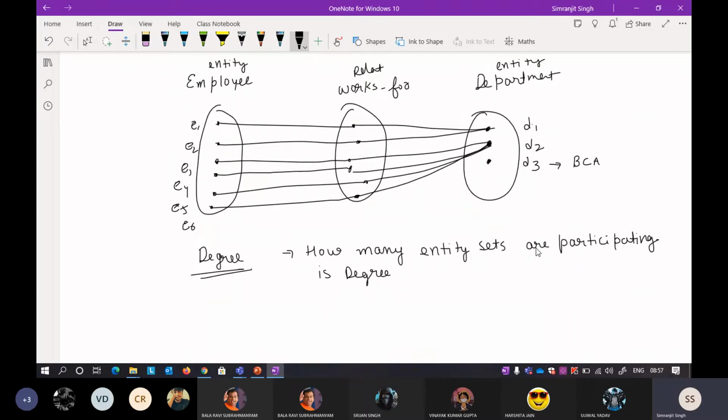So how many entity sets are participating in it? This is one entity set, containing 6 entities. This is another entity set containing 3 entities. So what is the degree of it? The degree is 2.